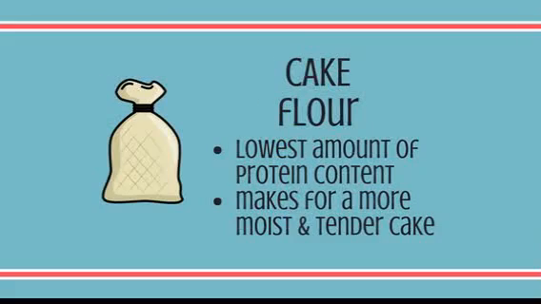The second kind of flour is cake flour, and honestly this is my favorite to use for baking cakes. Cake flour has the lowest amount of protein content, which makes for a more tender cake because there's less gluten development. Technically it can absorb a greater amount of liquid and sugar, which can also make the cake more moist. It is usually bleached, it has a finer texture, and it includes cornstarch, which all-purpose flour does not include.